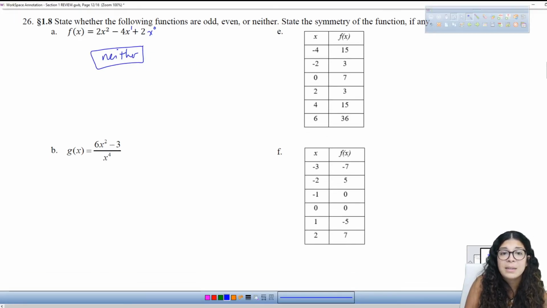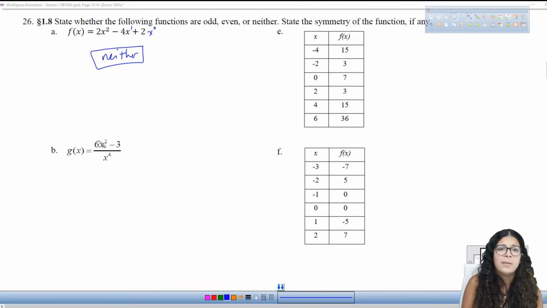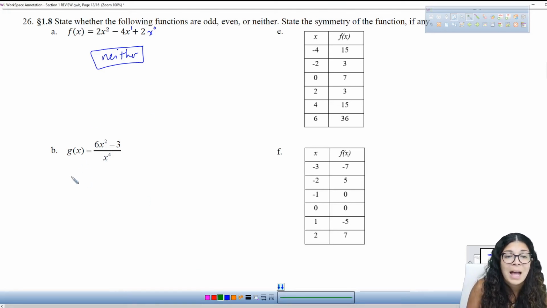Now for part B, this is not a polynomial. This is not just terms added together, right? I have a fraction. If you have absolute value, if you have square root, any one of those things, you cannot use this trick for it. So let's find this algebraically.